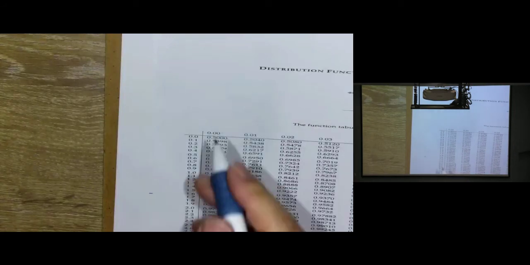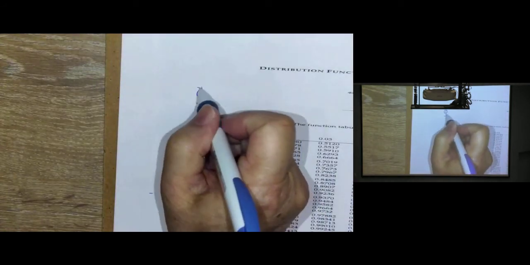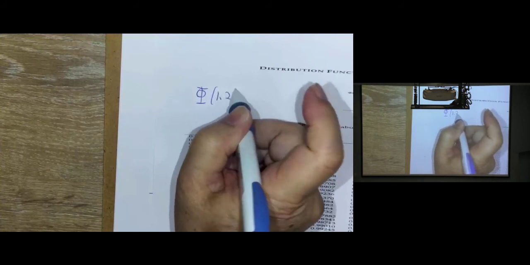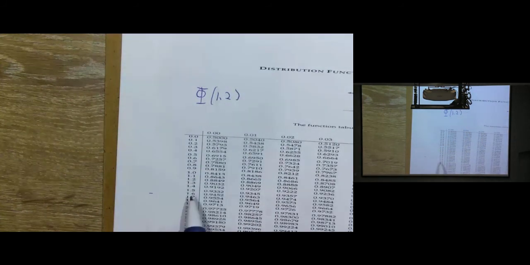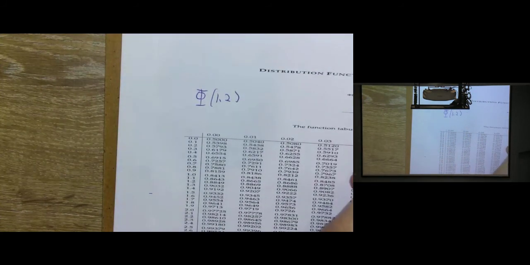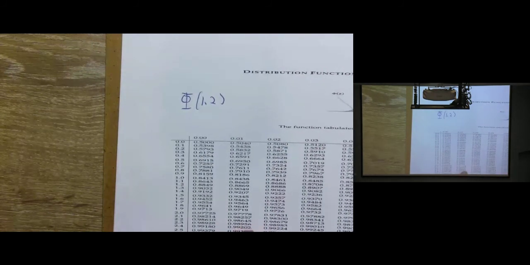Okay, I think this is better. Now, suppose I'm interested in calculating phi of 1.2. Then, of course, we know the number is from here. So this will be the number that I get. So I look for 1.2 here, and so this is the number that I want.